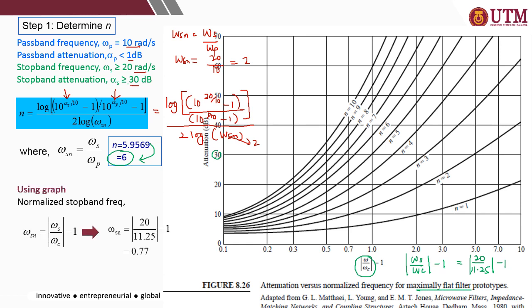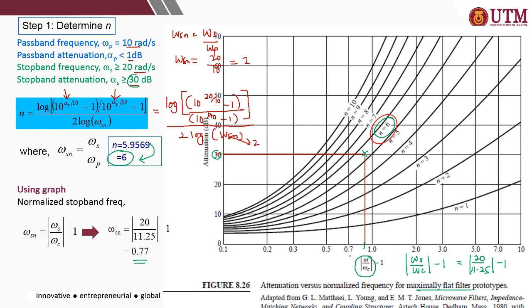So omega s divided by omega c minus 1, that is omega Sn, is 0.77. Look at the x-axis, 0.77, somewhere here. So draw the line across 0.77, and then cross with the attenuation of 30 dB. So you get your n somewhere here. n is between 5 and 6, then make sure you choose the higher whole number. In this case it is equal to 6.